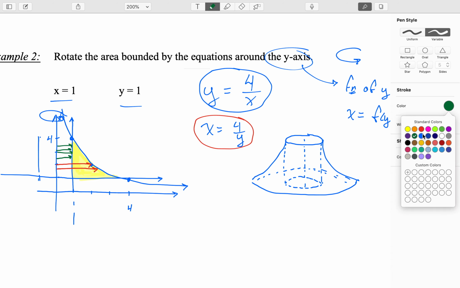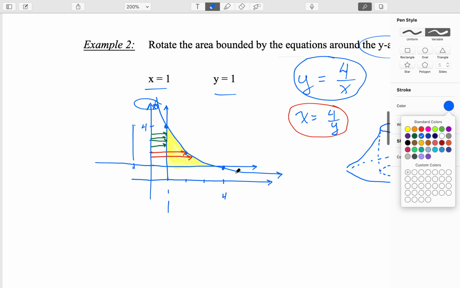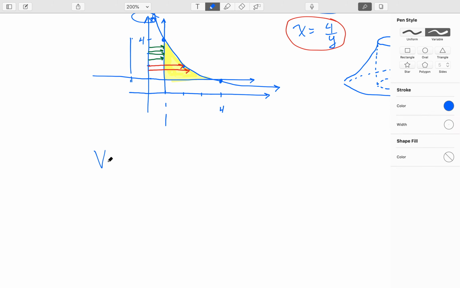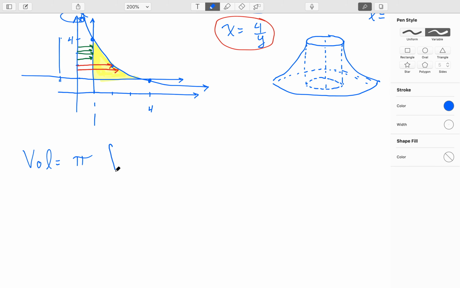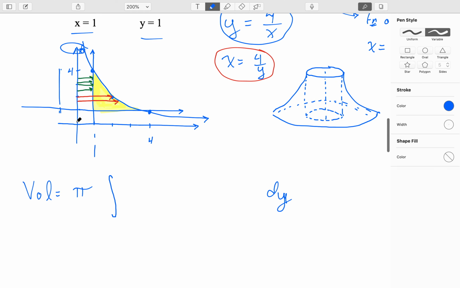So let's set this thing up. What is the volume? I know it starts with a pi because these things are circular in nature. And I know it's dy. So is this from 0 to 4? No, no, no. Hang on, it's dy. So I'm not going from 0 up. It doesn't start at 0. It starts at 1. So from 1 up to 4.